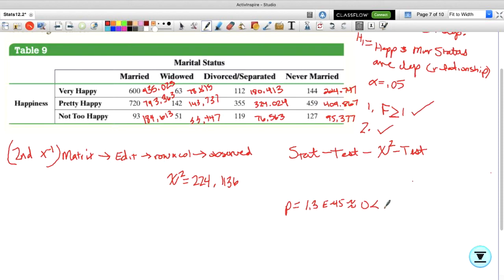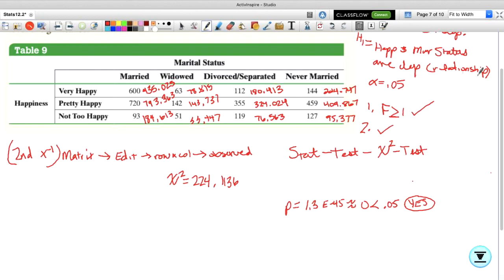So is 0 less than 0.05? Heck yes, it is. Okay, so right now we're saying there is enough evidence to reject our null and accept our alternative. So we would say something like, there is enough evidence at a 0.05 level of significance to say happiness and marital status are dependent variables. Okay, or you could say that there is a relationship between happiness and marital status.